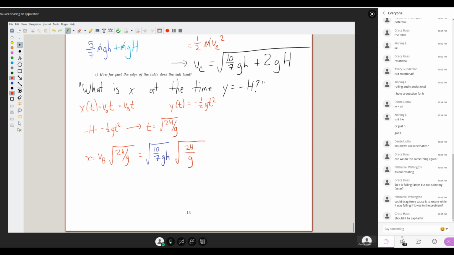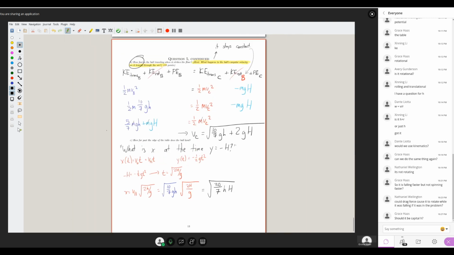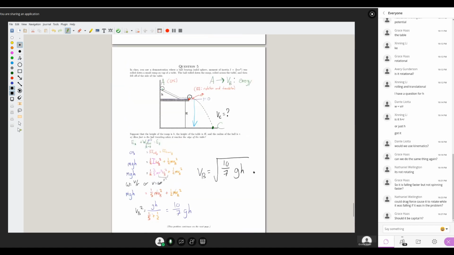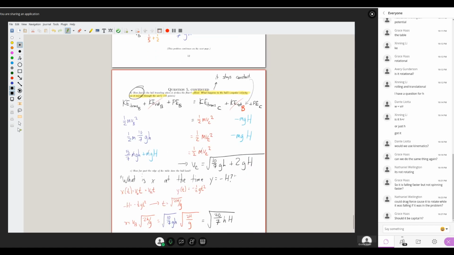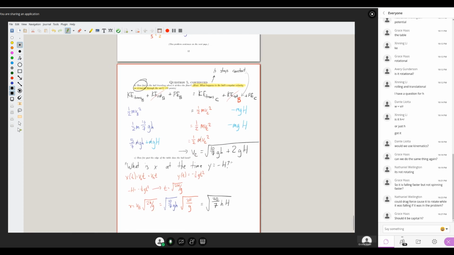Now, you can combine these two. If I multiply these two square roots together, this gives me 20 over 7, because 2 times 10 over 7, little h times big H. And this makes sense. It'll go further if the ramp is higher, but it'll also go further if the table is higher. So any questions about any of the physics that we just did?